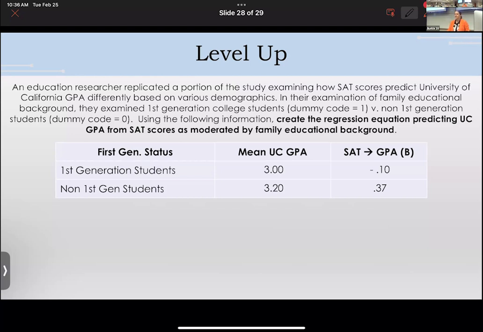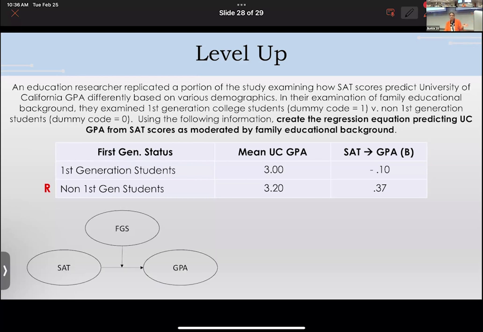So what's the very first thing I'm going to do here? Draw a model, right? Because I want to orient myself around what's my predictor, what's my moderator, and what's my outcome. That's easy. First, I'm going to label my reference group just so I remember. Non-first-gen is my reference group. Then I'm going to draw my model.